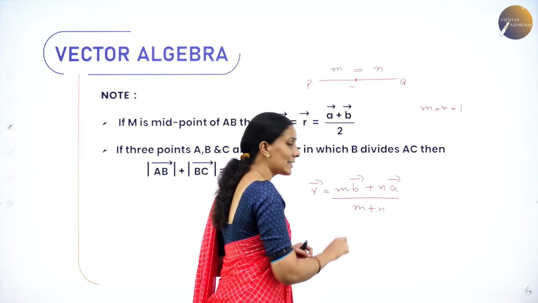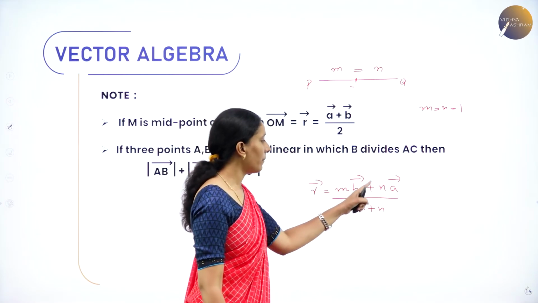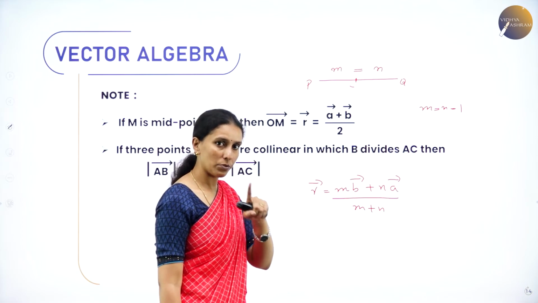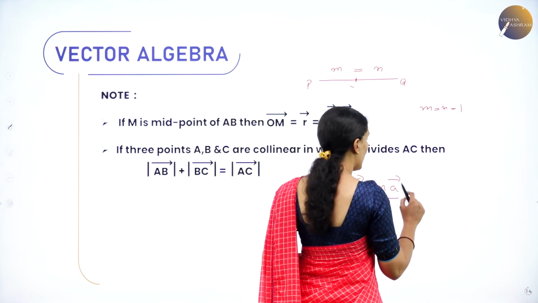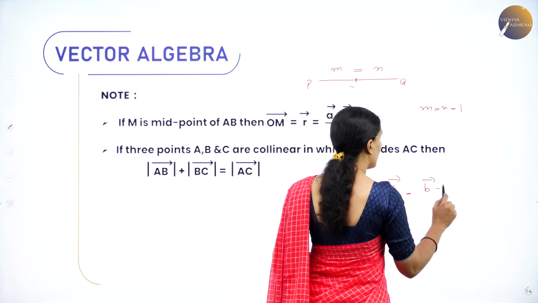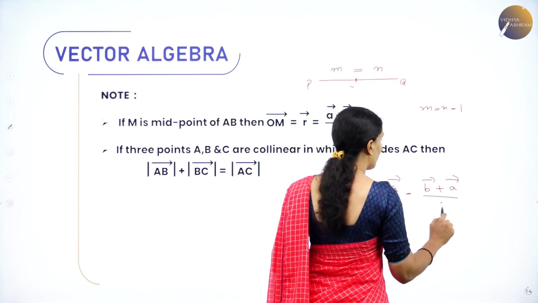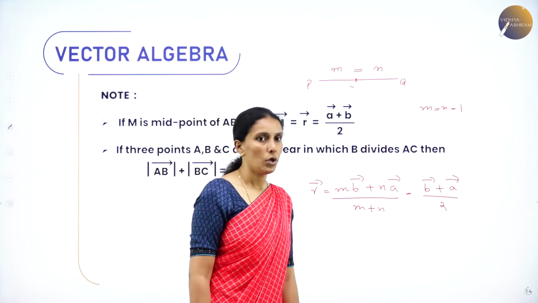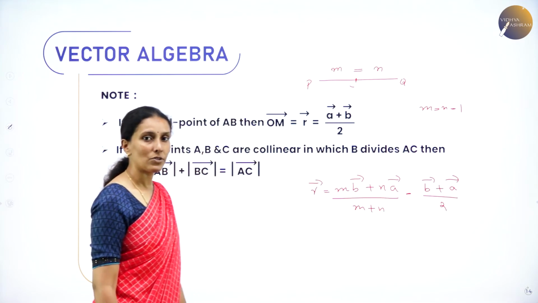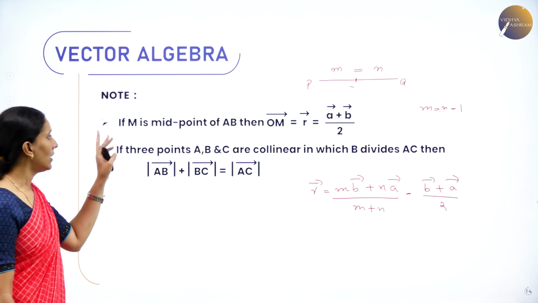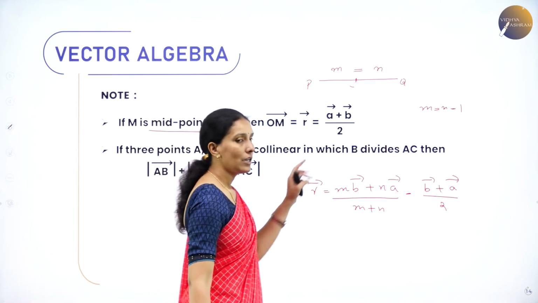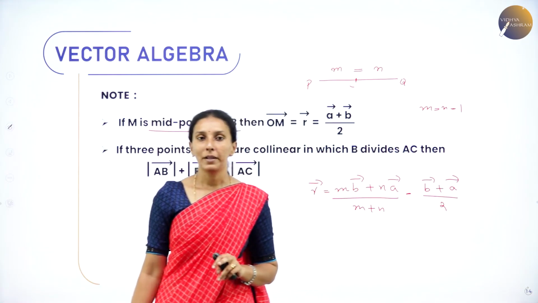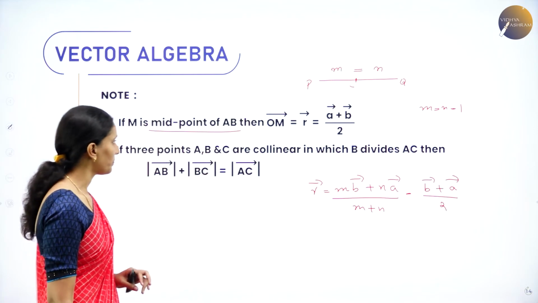If R divides exactly at the midpoint, then the m and n values are the same, which becomes 1. So here I can take vector b plus vector a divided by 2, because m and n are the same, so it becomes 2, which is nothing but (vector a plus vector b) by 2. Hence, the midpoint of AB is always (vector a plus vector b) divided by 2.